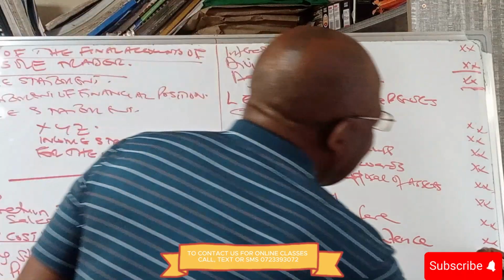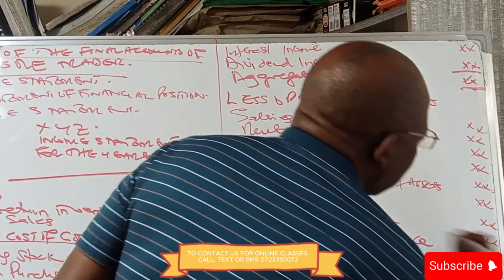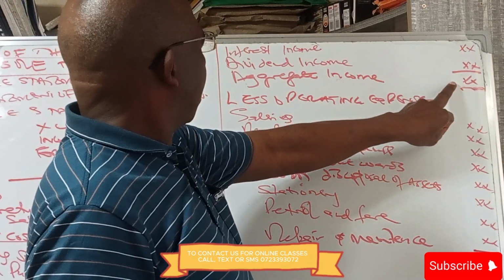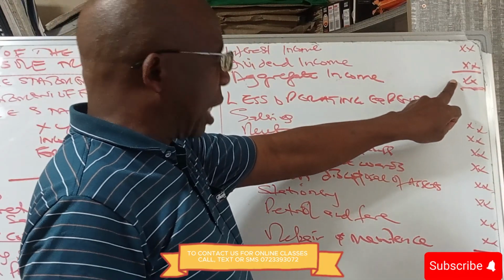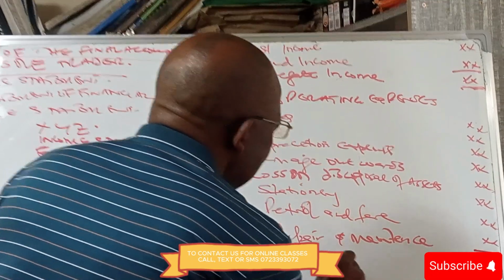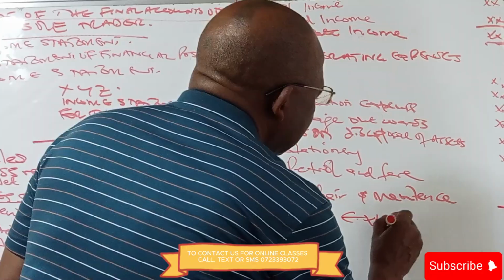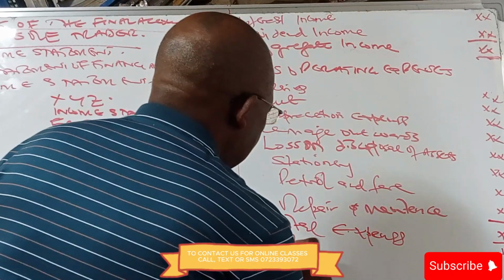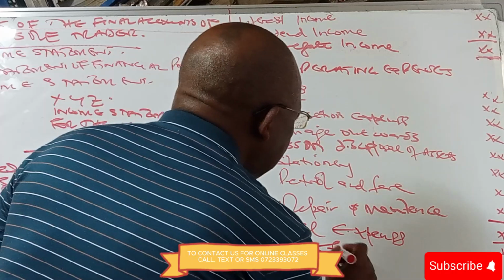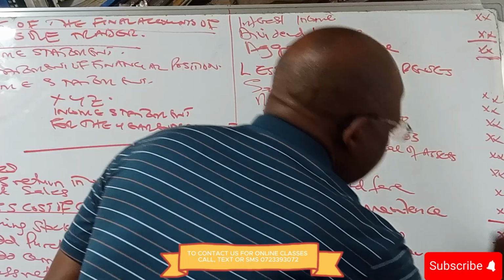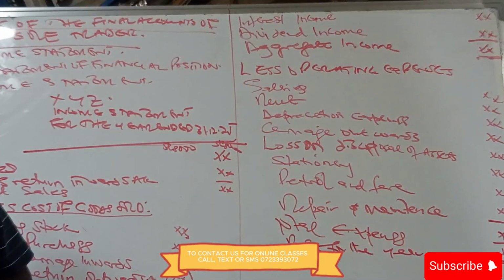So you get the total expenses, and we are saying total income minus total expenses, we get profit for the year. We get what? Profit for the year.